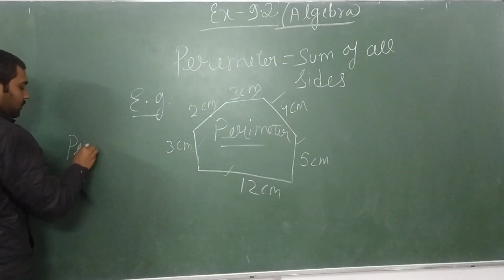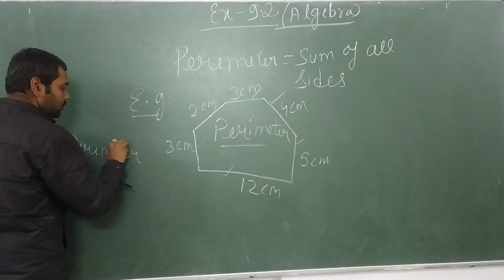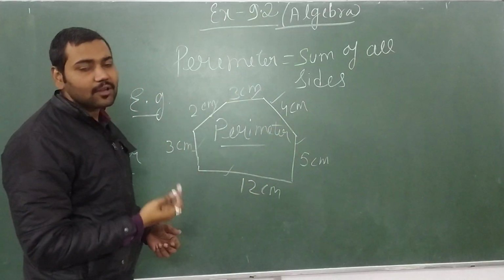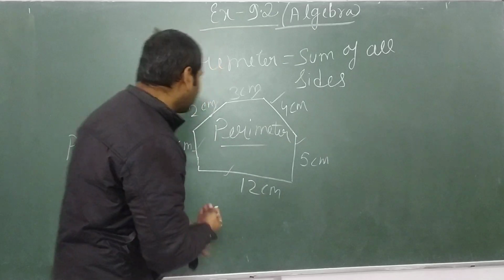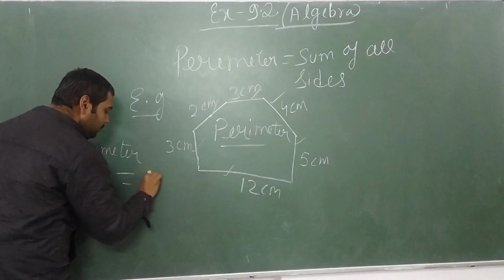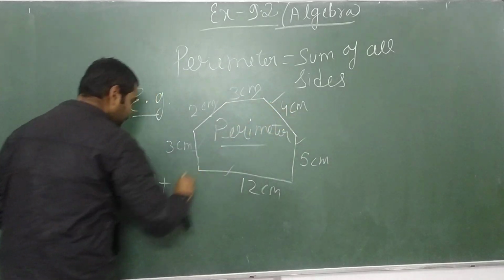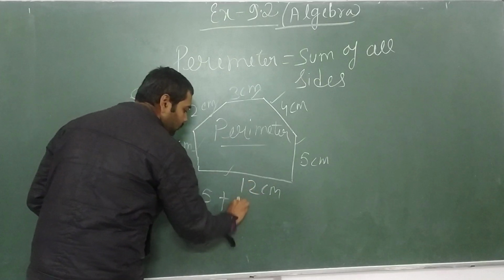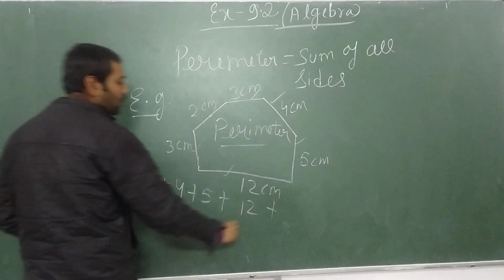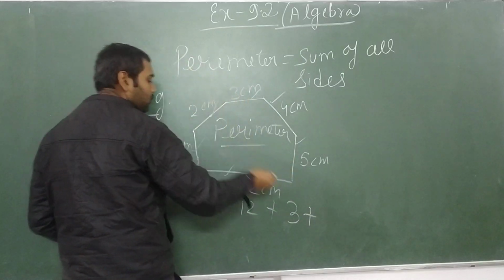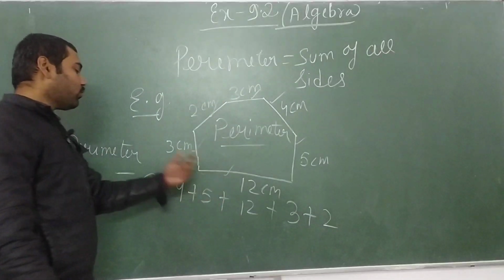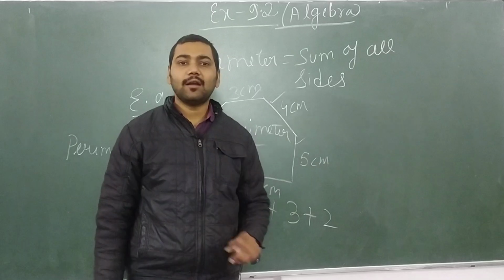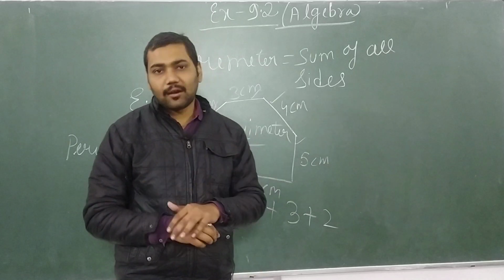So see here, perimeter equals, what will we do? We will start adding the sides, and we will get the perimeter. So we have to add all the sides. This is 1, 2, 3, 4, 5, 6. That means we have added the dimensions of all 6 sides.